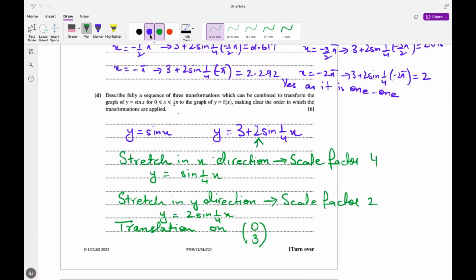Now, if we perform these operations in any different order, we will not get the same result. So we have to give it step by step. In the first step, it will be a stretch in the x direction. In step 2, it will be a stretch in the y direction. And then finally, we'll have a translation of (0, 3).